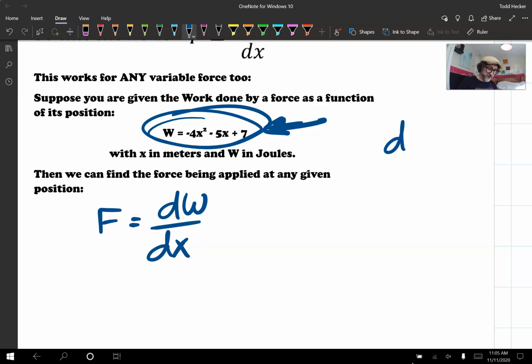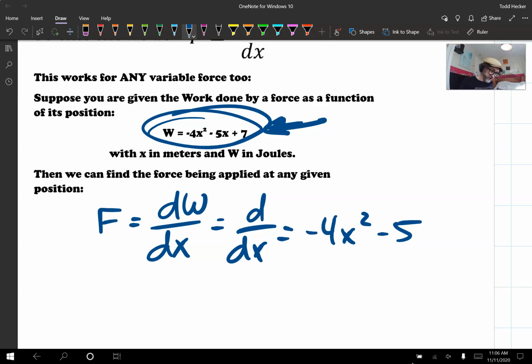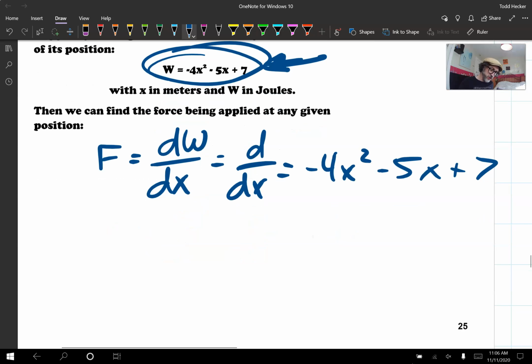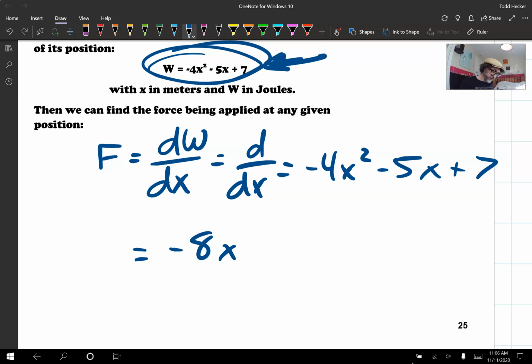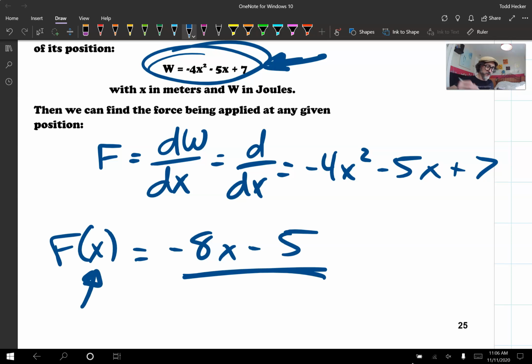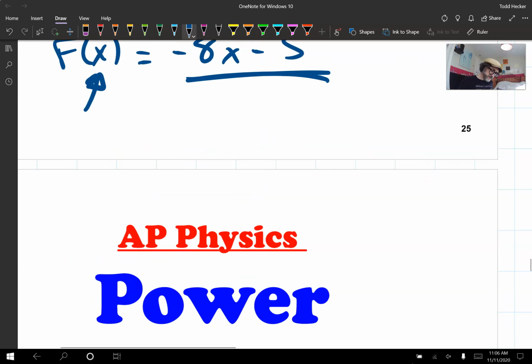We're going to learn later on that dW/dt is power, all right? So it's really important that you think about, you can't just say the derivative of work is force. You have to say the derivative of work with respect to position is force. Okay? So this is the derivative of negative 4x squared minus 5x plus 7 with respect to position. So we're looking at negative 8x minus 5. So now I can figure out, for any given position, what my force is. Okay?